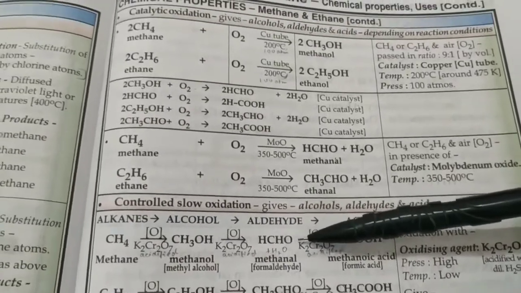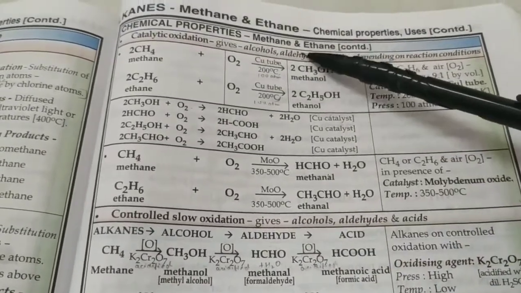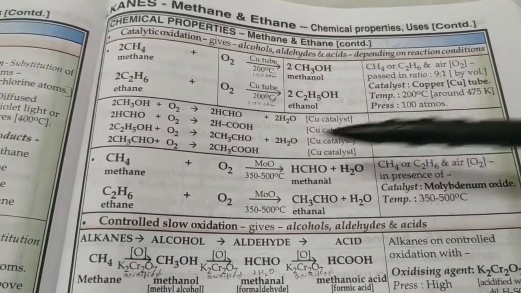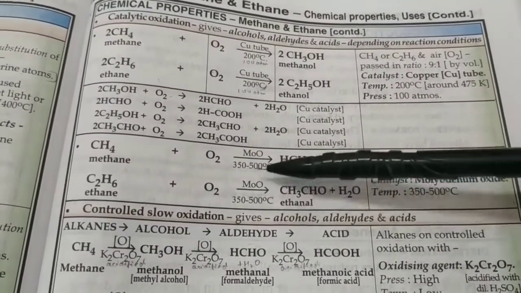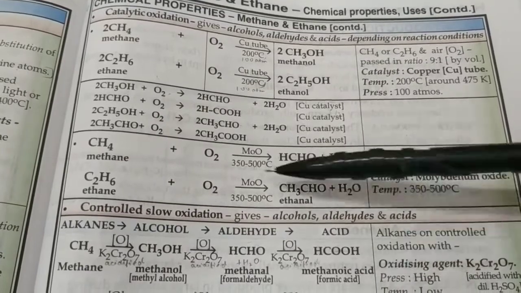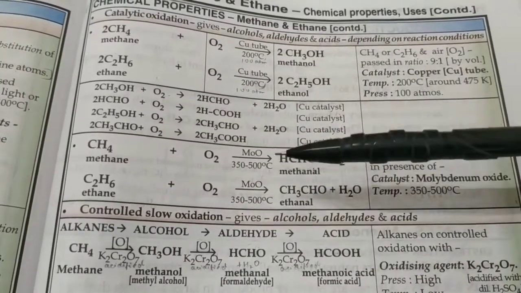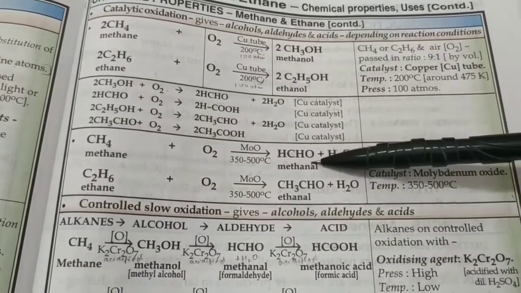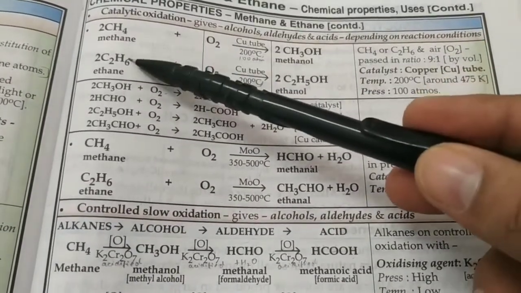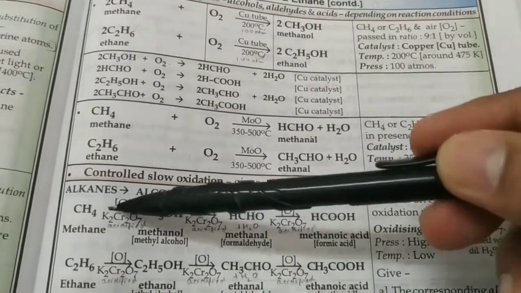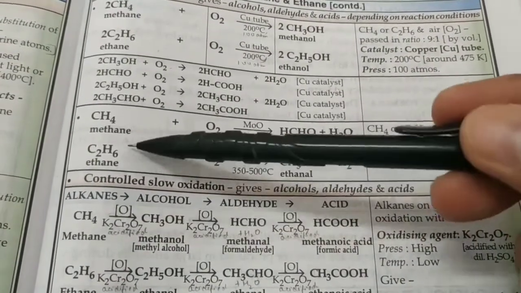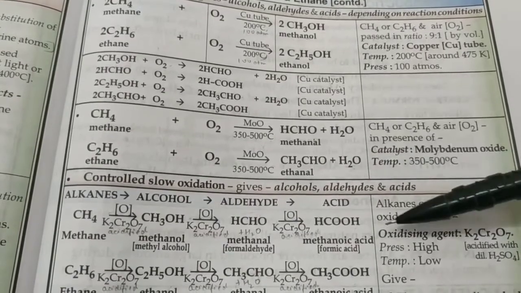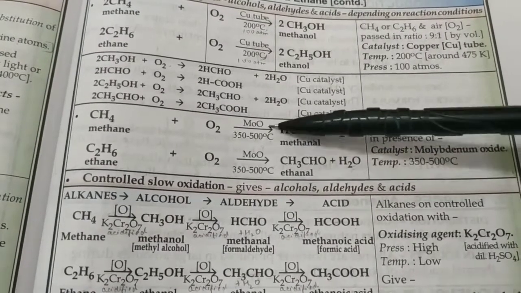Now, there is one more option. What if instead of copper tube, we would have used molybdenum oxide? No, it's not Mu, it's molybdenum oxide. 350 to 500 degrees Celsius temperatures. Different temperatures can be quite confusing. You need to remember this. What is special here is there is a jump. We know that usually alkane becomes alcohol. Even here, alkane became alcohol. But now here, alkane is jumping to an aldehyde and plus H2O, of course. So that is possible only in the presence of molybdenum.